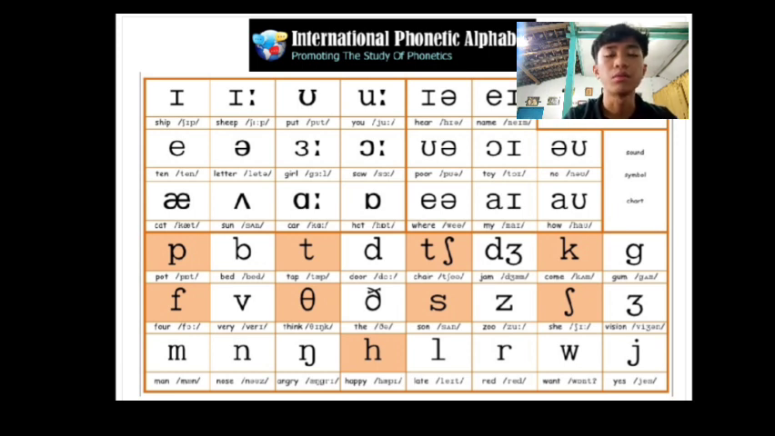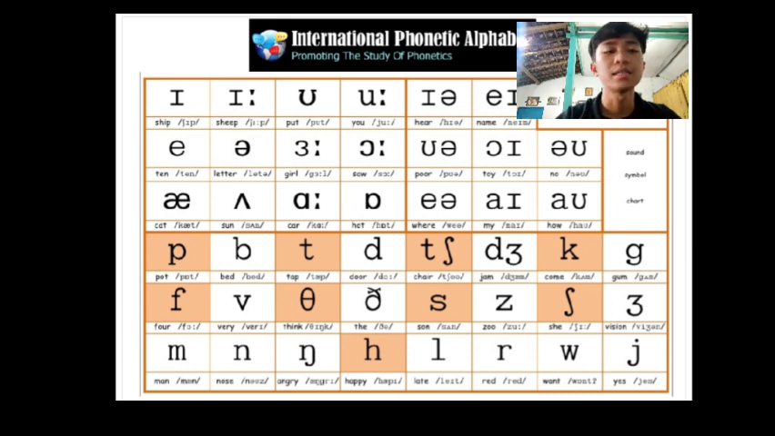Next, F sound, for example, for. Next, V sound, for example, fairy. Okay. Next, th sound, for example, thing. Next, th sound, for example, that.